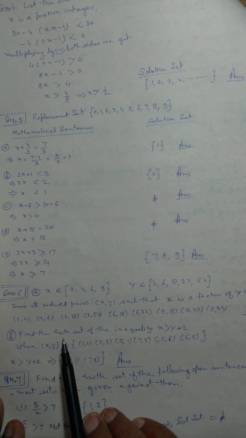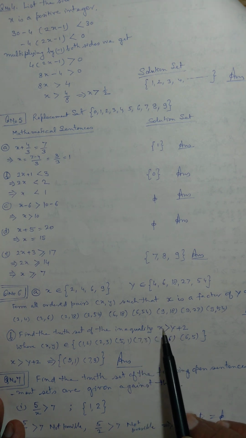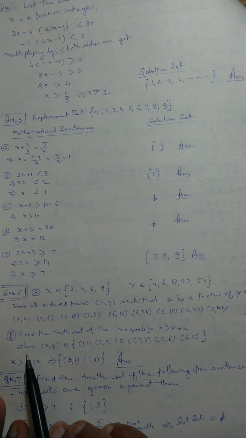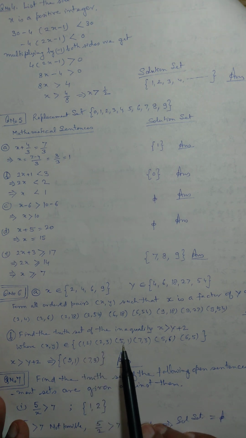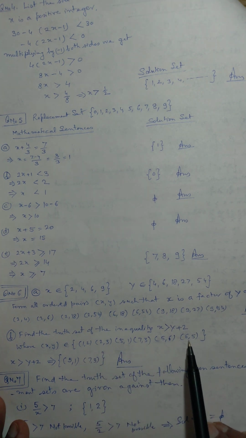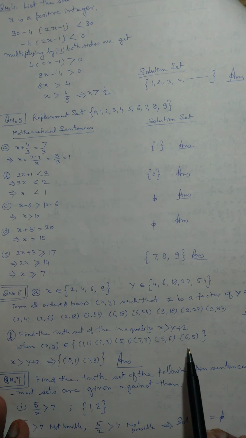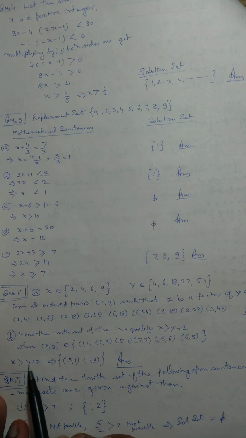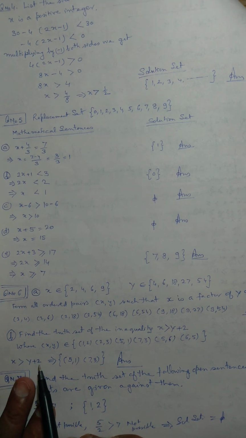Now the B part. Find the truth set of the inequality, that is x is greater than y plus 2. Where x and y belong to these ordered pairs: 1, 2, 2, 3, 4, 5, 1, 7, 3, 5, 6, 5, 6 and 6, 5. These are the ordered pairs. So we have x is greater than y plus 2.